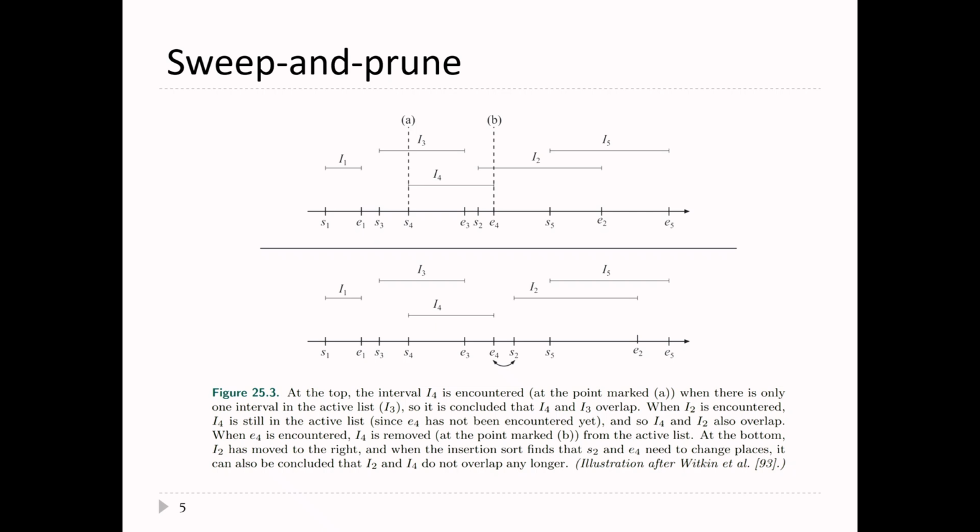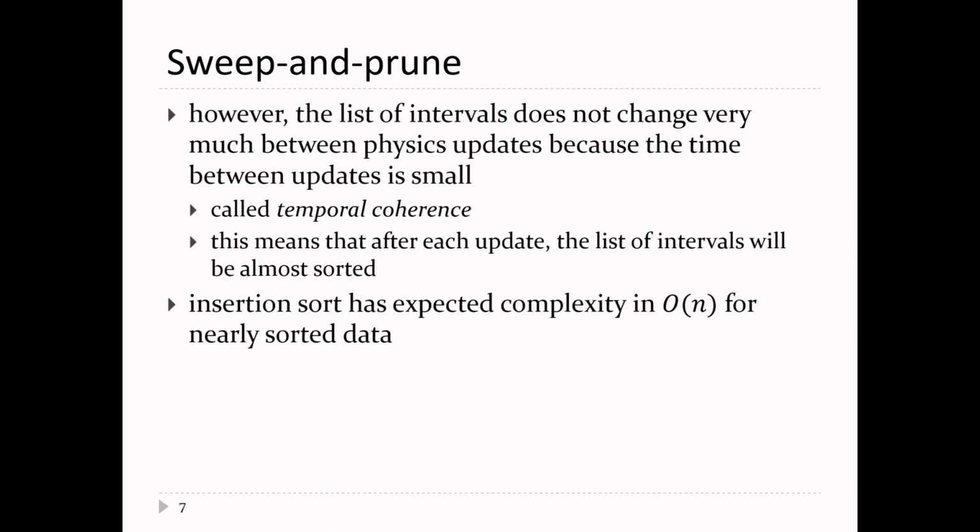So what you have to remember, back to this picture here. In the bottom half of this picture, these are the intervals at the next time step. Remember, your physics updates are happening very quickly, and so what that means is your objects probably don't move that fast between updates. In other words, the intervals don't move around a lot in this list. So here, I2 has moved from that time to this time here, so I2 has shifted a bit, but the other intervals are more or less where they were before.